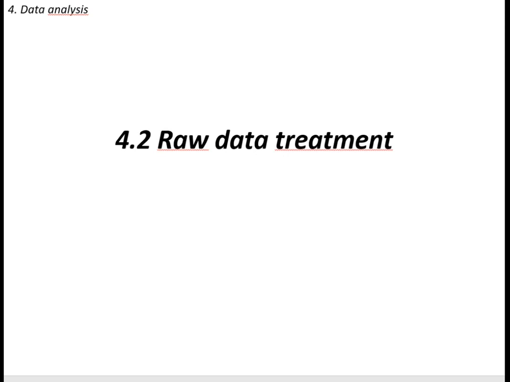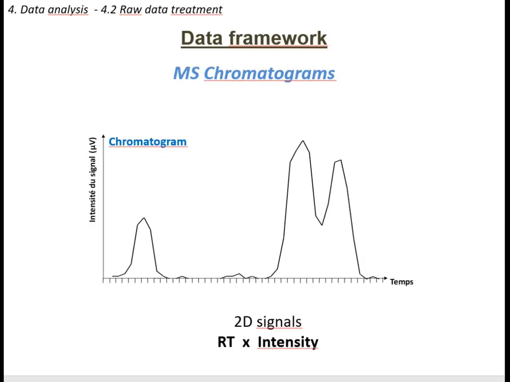Let's have a look now at the raw data treatment. The raw data are basically chromatograms and mass spectra. So when you make a mass spectrometry analysis, this is what the machine gives you first, and you can explore them manually. This is an MS chromatogram. The x axis is time, and the ordinate is the intensity of the signal. And you have peaks that correspond to ions that have been detected, each ion coming from, hopefully, one molecule. It's a 2D signal, 2 dimensions.